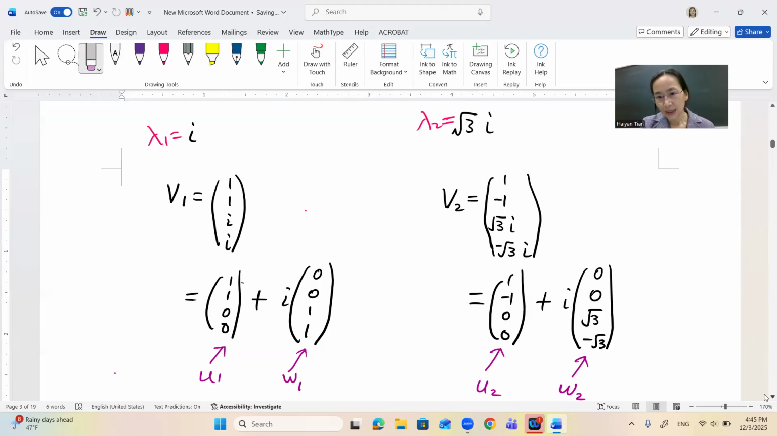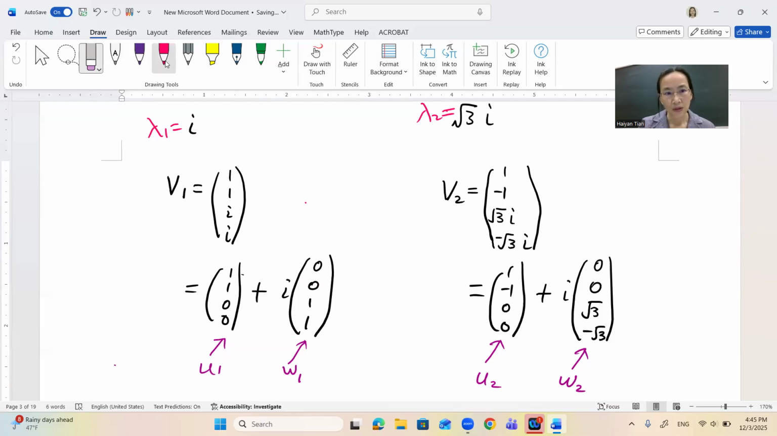And for v2, which is also a complex eigenvector, its real part is just 1, negative 1, 0, 0. And its imaginary part is i times 0, 0, square root of 3, negative square root of 3. So we just write it into 2 parts, the real part plus i times the imaginary part. So now we have U2, W2.